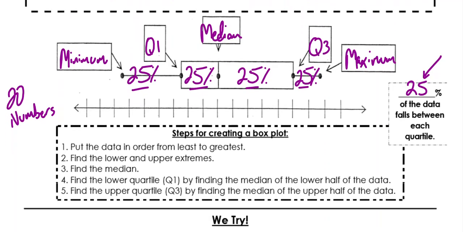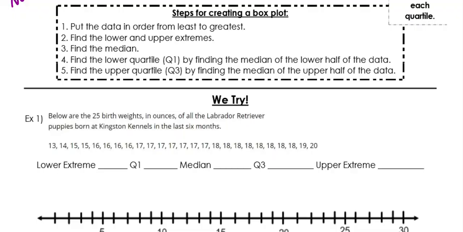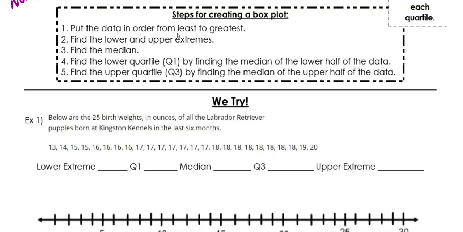All right, so when we're making a box plot, the first step has to be ordering the data from least to greatest. We need to see those numbers in order. And then we're just going to pick out each of those measurements, the lower extreme, upper extreme, the median. And then Q1 and Q3 take another step. But really, it is just visually looking at where is the middle of the lower half and where's the middle of the upper half.